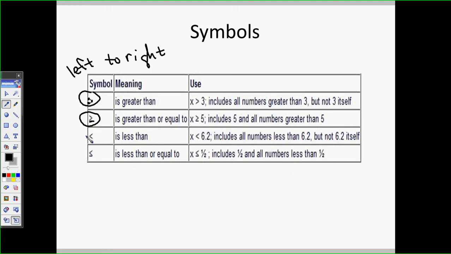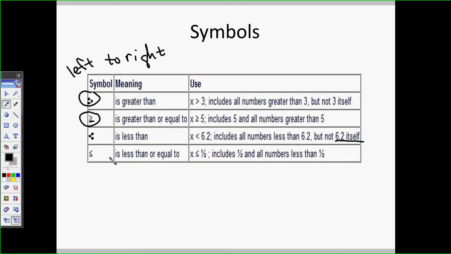Then we have less than, reading from left to right, again using the points that I try to show you because a lot of students are confused on how to read these. Well, here's 1 point and here's 2. So if we're reading from left to right again, this is less than. X is less than 6.2 includes all numbers less than 6.2, but not 6.2 itself. We've got to get that in and keep that in mind.